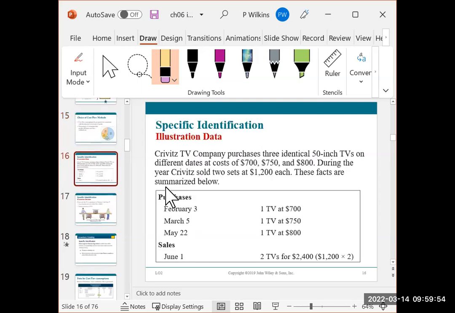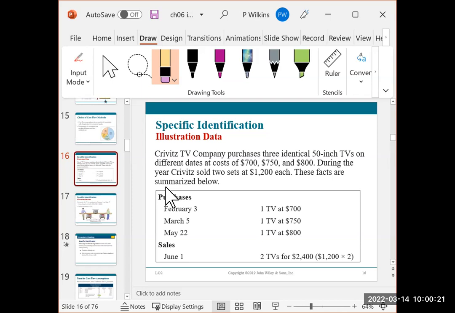All right, so the first one we're going to look at is specific identification. This is the one that will not be on your homework. This is the one that will not be on your exam, but we do cover it so that you're aware of how this works. And this might be something if you start a small business in your house and you are making customized t-shirts, say, for people, you might do something like specific identification because you will have a very specific cost for each item.